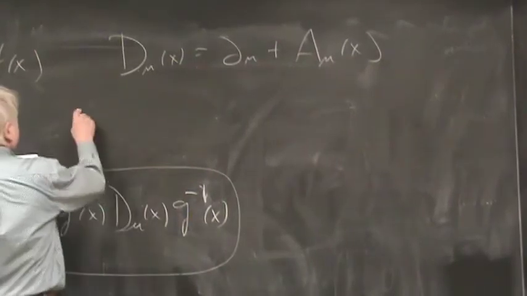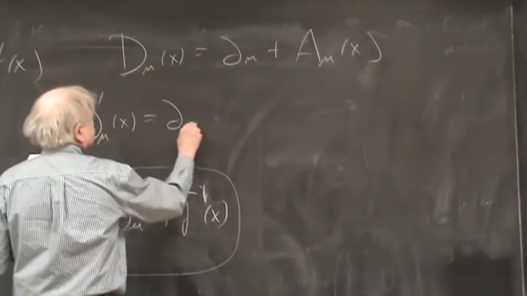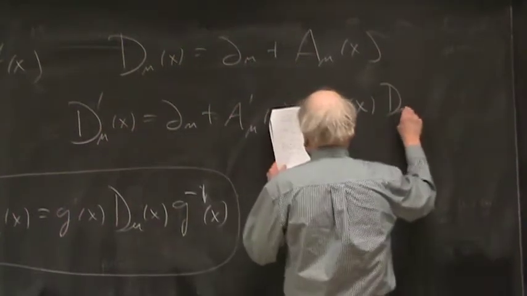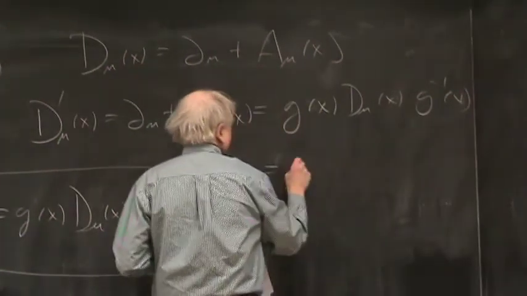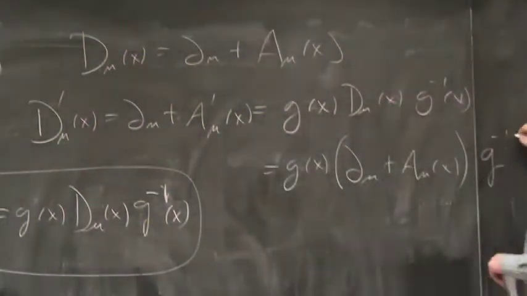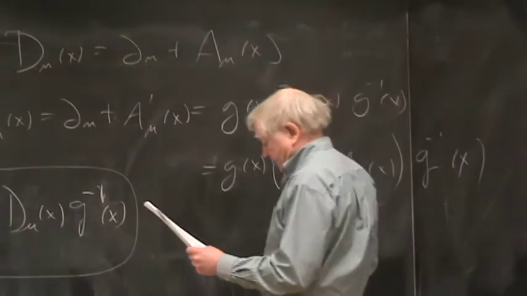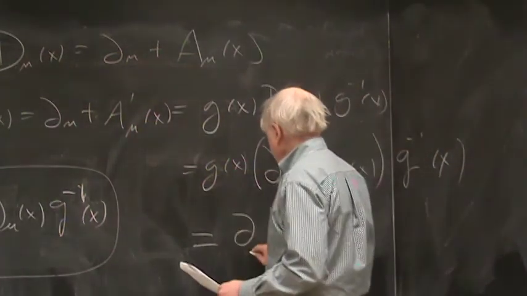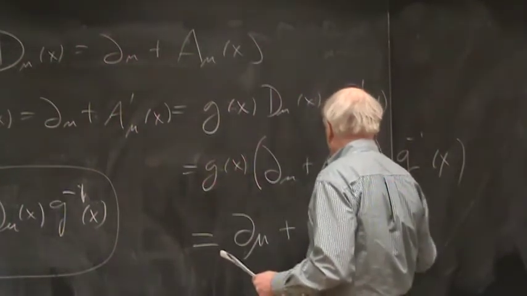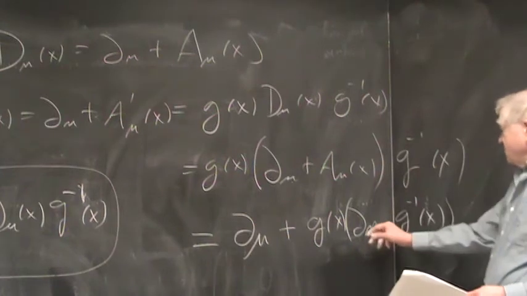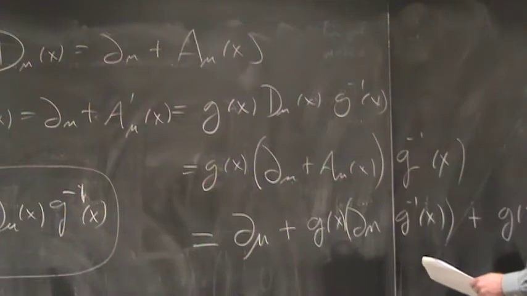And now, what do we want? Well, we want D prime mu of x, which is d mu plus A prime mu of x, to equal g of x, D mu of x, g inverse of x, which is g of x, d mu plus A mu of x, g inverse of x. And multiplying it out, the d mu can either act on g inverse or it can keep going, in which case it's d mu. The next term is g of x, d mu on g inverse of x, and maybe we put an extra parenthesis to stop the derivative. And the other term is g of x, A mu of x, g inverse of x.